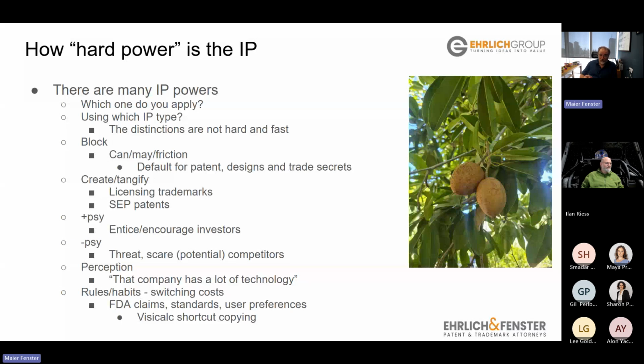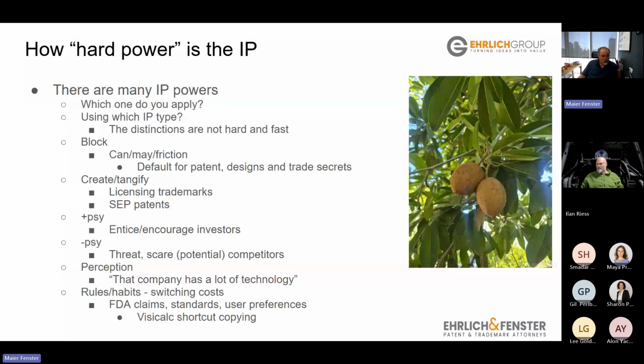But sometimes the power that the IP applies is the power of creation. I'm using an IP to create a market or to make something more tangible. So SEP patents are a good example of that. Sometimes the IP is applying psychological power, like positive, it's enticing investors, or negative, it's scaring away competitors. Sometimes the power is the power of perception. Somebody sees we have 50 patents on a certain technology, they get the perception that we actually have a lot of technology, not just that we have patents.